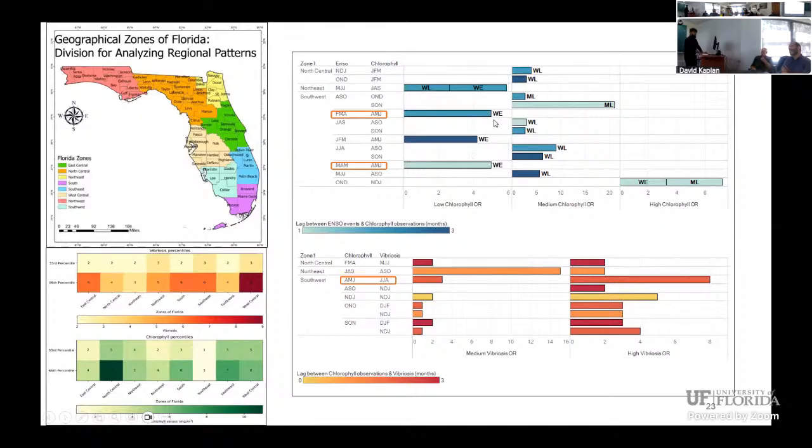chlorophyll category. Now, what does a low chlorophyll value mean here? If we just look at southwest, the value was 5. That means what this graph is showing is that the odds of getting chlorophyll equal or less than 5 mg per meter cube are 5 times when ENSO of weak El Nino category was there in the months of February, March, and April. So that's what this is showing.